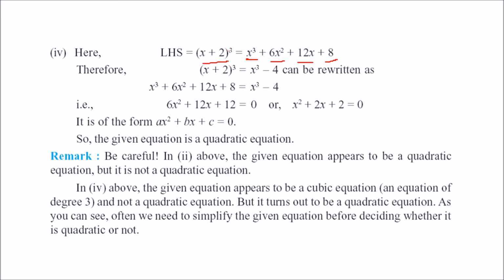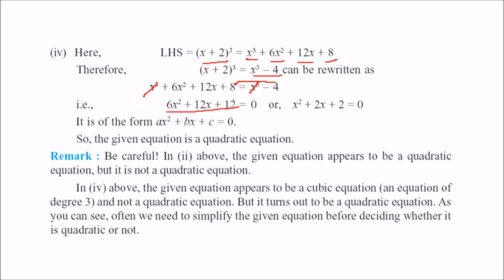Actually it is a cube plus b cube plus 3ab into (a plus b). And now this actually has to be equated with x cube minus 3. x cube gets cancelled. 4 can be taken this side. This is again representing the quadratic equation.